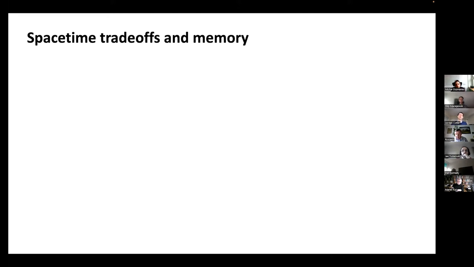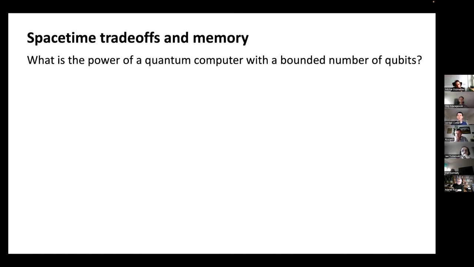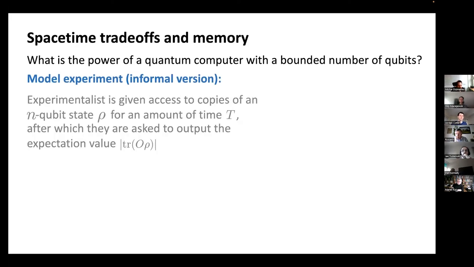I like to conceptualize this as a space-time trade-off in the following manner. So let me state the problem, and then I'll draw some pictures to show you what I mean. The question, as I said, is what is the power of a quantum computer with a bounded number of qubits? Quite an interesting theoretical question. So let me give you a model experiment. I'll just state the informal version of it. This is a lot of text, but when I draw the picture, it'll make more sense.